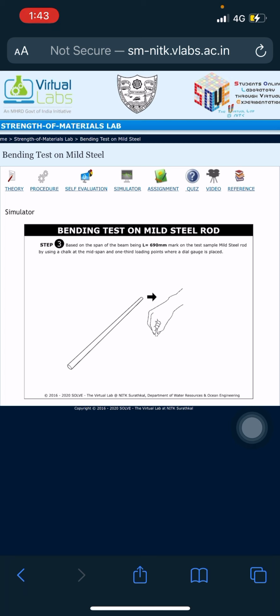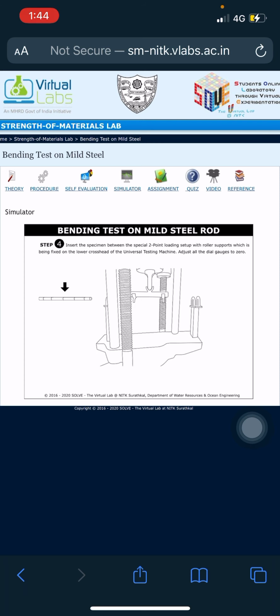Step 3. Based on the span of the beam being 690 mm, mark on the mild steel rod test sample using chalk at the mid-span and 1/3 loading point where a dial gauge is placed. Step 4. Insert the specimen between the special 2-point loading setup with roller support, which is fixed on the lower crosshead of the universal testing machine. Adjust all the dial gauges to 0.